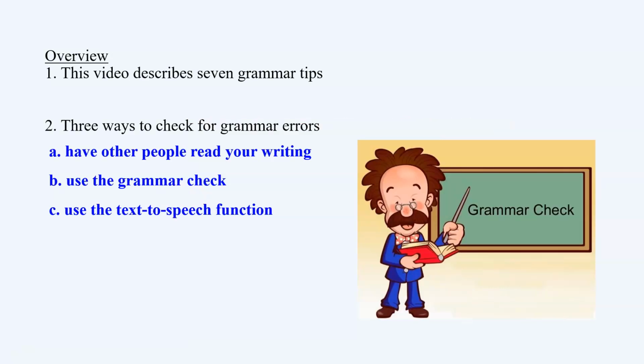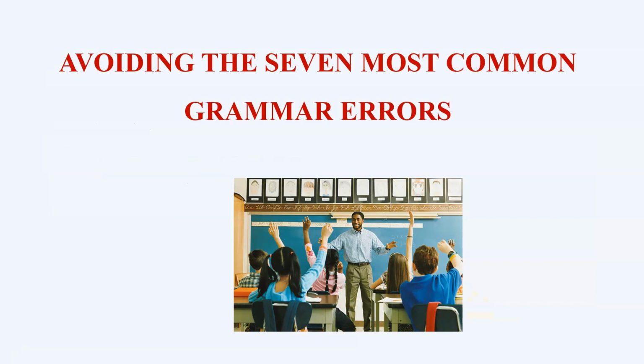So this video will give you 7 tips, but there's 3 general ways to check for grammar errors in your writing. Number 1, have other people read your writing, or read your writing and have other people listen. Number 2, use the grammar check. Those little blue lines underneath words, they mean something. Number 3, as I've said before, use the text-to-speech function. Very valuable in helping you develop a writer's ear, and it allows you to hear sentences that just don't sound right. So let's take a look at the 7 most common grammar errors.